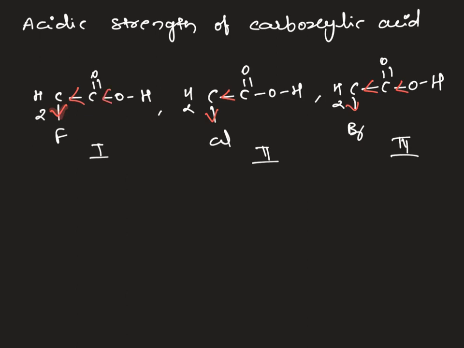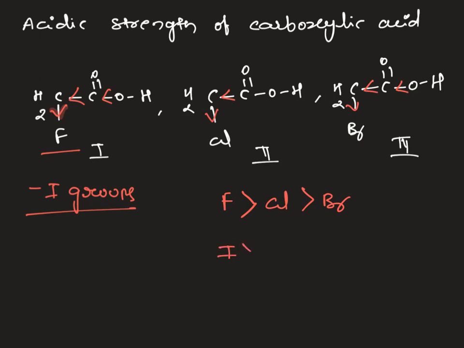In all these cases, these are -I groups. Now you have to see the magnitude of the electron withdrawing power of these groups, and you know that fluorine is the highest electronegative atom, which can drag the electron cloud more compared with chlorine, compared with bromine. Hence I can tell that structure 1 is more acidic than structure 2 than structure 3.